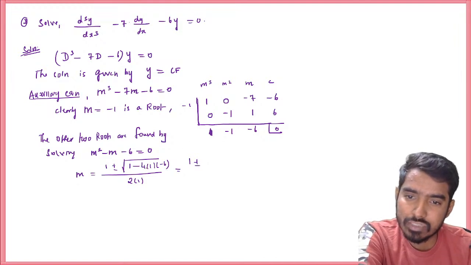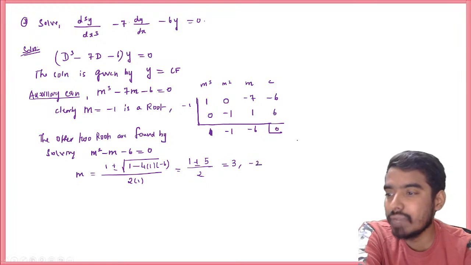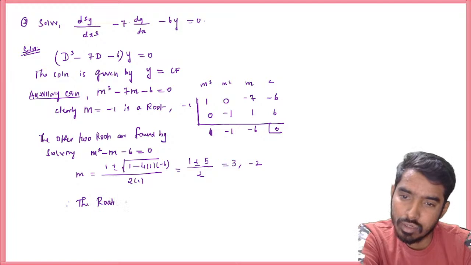So 1 plus 24, this will be root 25. Root 25 is 5, divided by 2. So 1 plus 5 by 2, which is 6 by 2, which is 3. 1 minus 5 by 2, which is minus 4 by 2, which is minus 2. Right? So therefore, the roots are minus 1, minus 2, and plus 3.